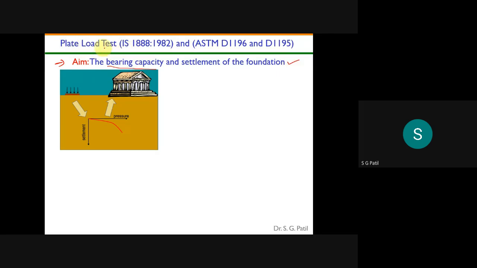This plate load test procedure and everything will be described in IS 1882 1982. So this IS code you should refer for the detailed test procedure. Also there is an ASTM code. ASTM code is not useful for our Indian scenario. This is American Standard Testing Materials. So we will stick to IS 1882.